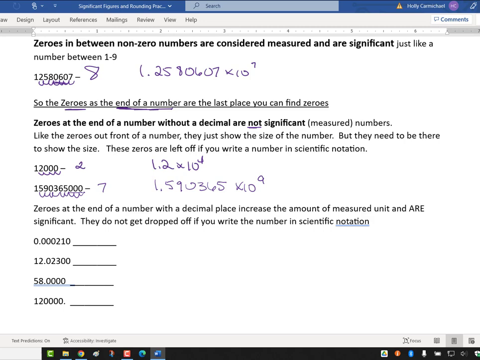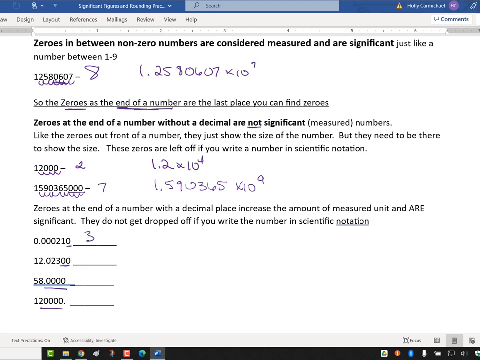Those are always significant. So looking at these 4 numbers, that 0, significant. These 2 zeros, significant. These 4 zeros, significant. These zeros, significant. Because there's a decimal place, that indicates that I have measured all the way to that decimal place, to that position, so it makes these numbers much more exact than just saying 0.0021 or 12.023. Those extra zeros at the end show how far I did my measurement. So those are all considered measured values, and they end up significant. So you don't drop them off.